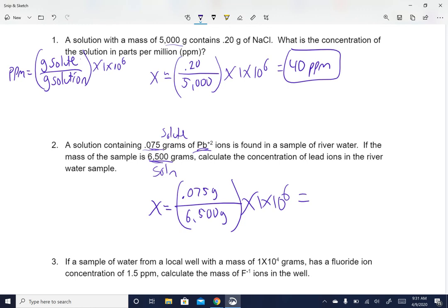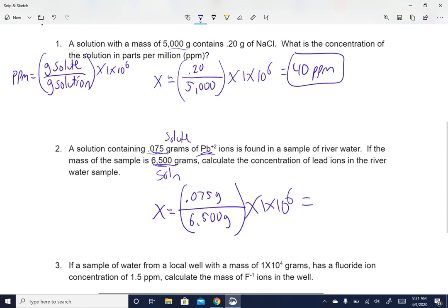I get 0.00001154 times a million. I'm using my phone here. I left my good calculator at school. That's 11 point, and there are no sig fig rules here, so I'll just do 3, 11.5 parts per million. All right, so that is a little alarming.